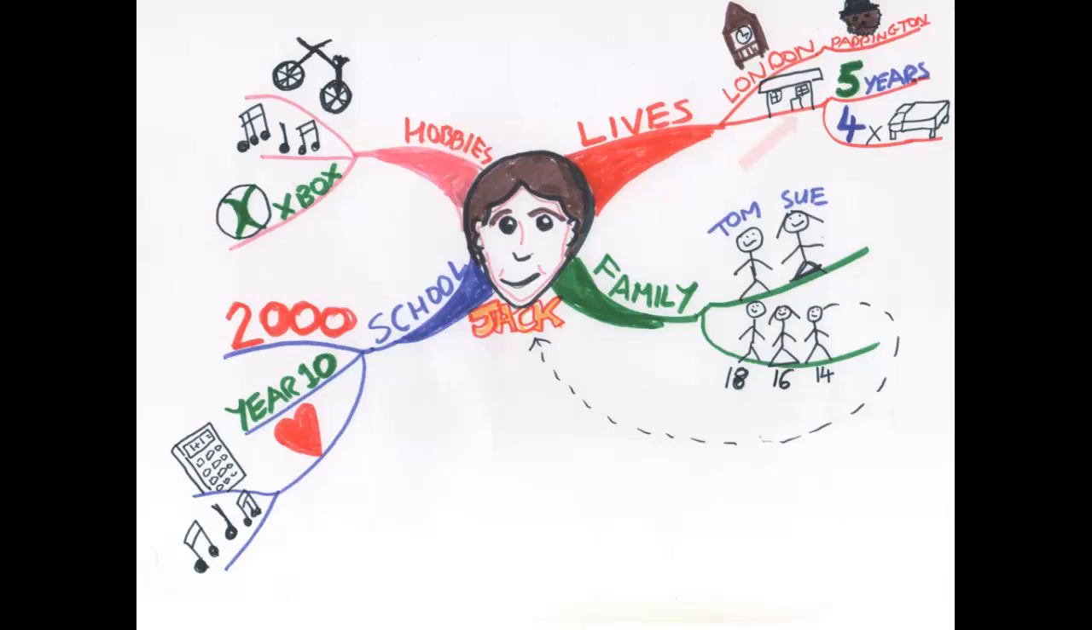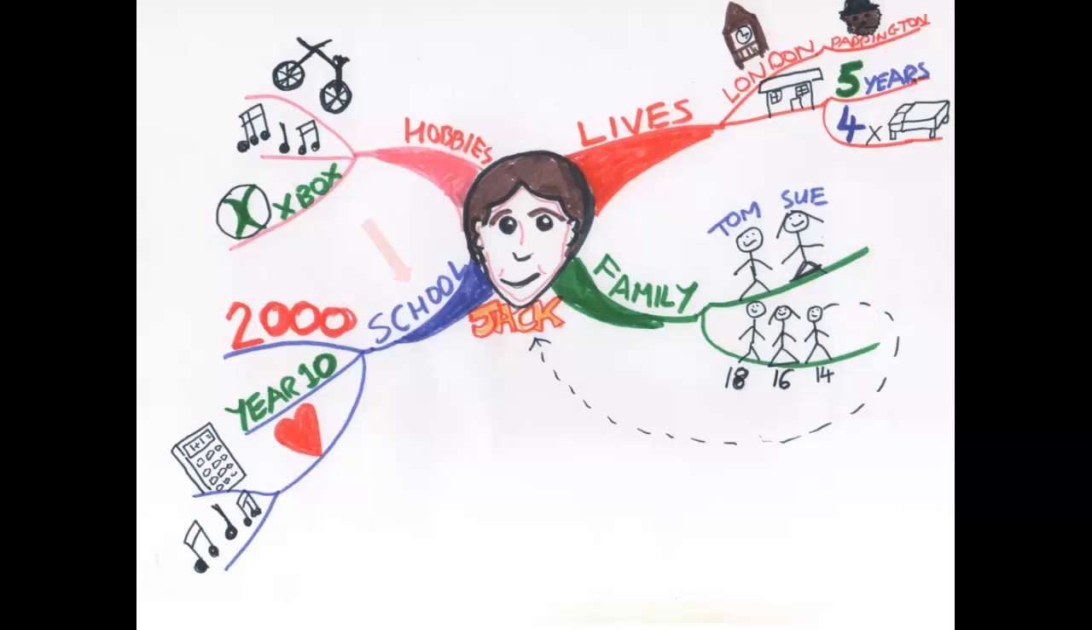And he's lived in his house for the last 5 years. And he lives in a 4-bedroom house. Now, he shares that 4-bedroom house with his family. He has his 2 parents that he lives with, Tom and Sue. And he's also got an older brother who's 18 years of age and an older sister who's 16 years of age, and Jack is actually 14, and you'll see the dotted line that links through from Jack 14 through to the central image of Jack.